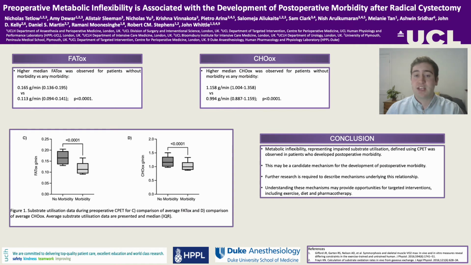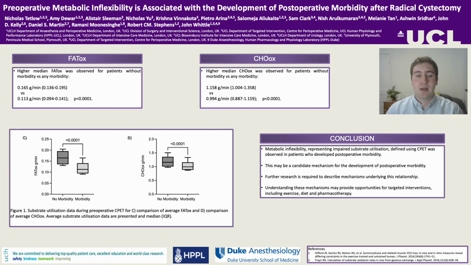We observed significant differences when comparing median substrate utilization rates. In Figure 1c, fat ox in the no morbidity group was 0.165 grams per minute, whereas in the any morbidity group it was significantly lower at 0.113 grams per minute. In Figure 1d, carbohydrate oxidation in the no morbidity group was 1.158 grams per minute, whereas in the any morbidity group, again, it was significantly lower at 0.994 grams per minute.